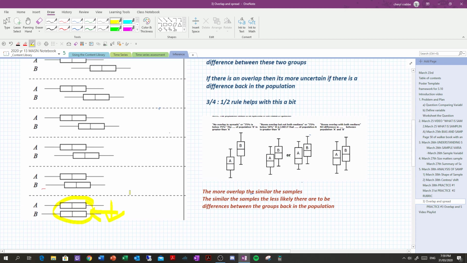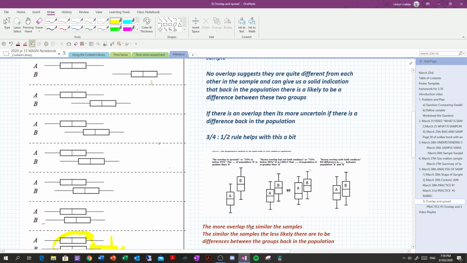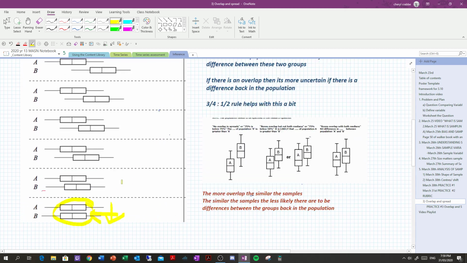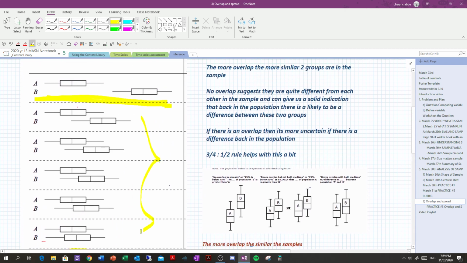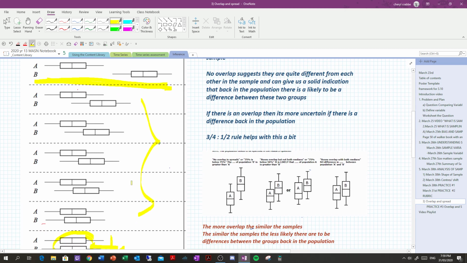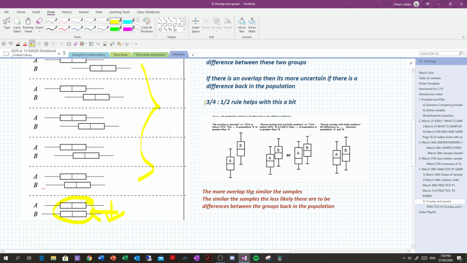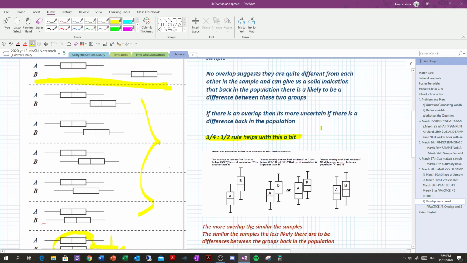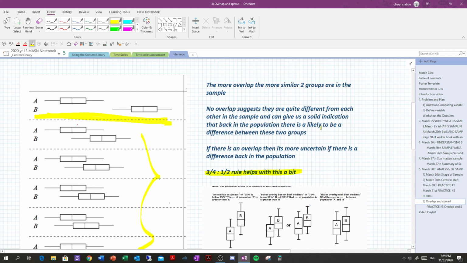But there's this gray area between the extreme of lots of difference between them and no difference between them, where we have to decide what we have. So we used something called a 3/4 half rule in year 11 and 12. We've refined it a little bit, but we can still use the 3/4 half rule to help us out with making decisions about what's going on in the sample, and then what we might want to say about what's going on in the population.